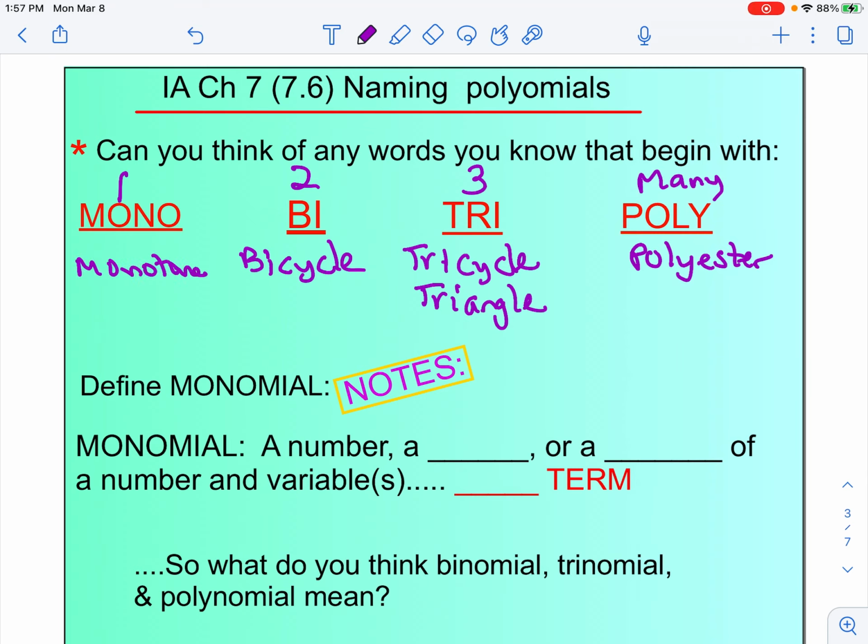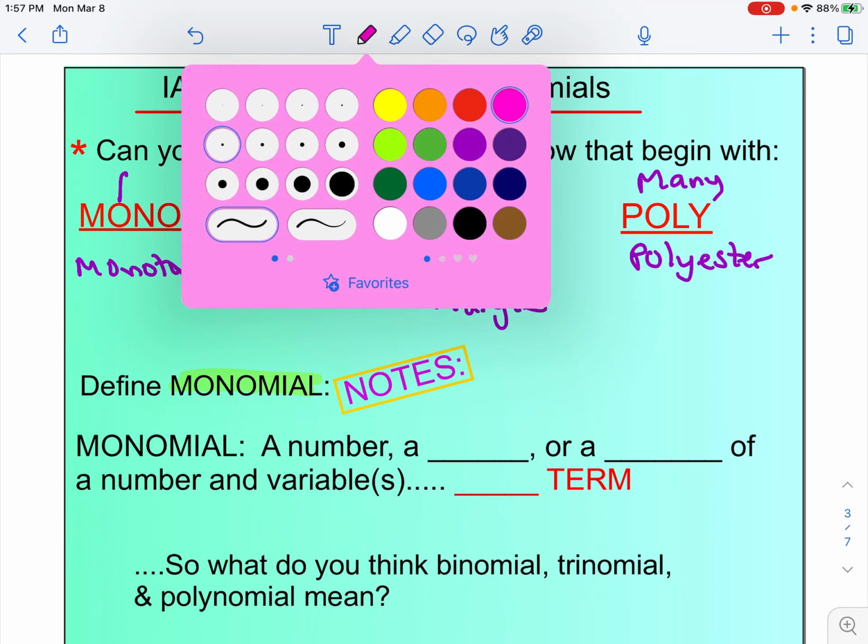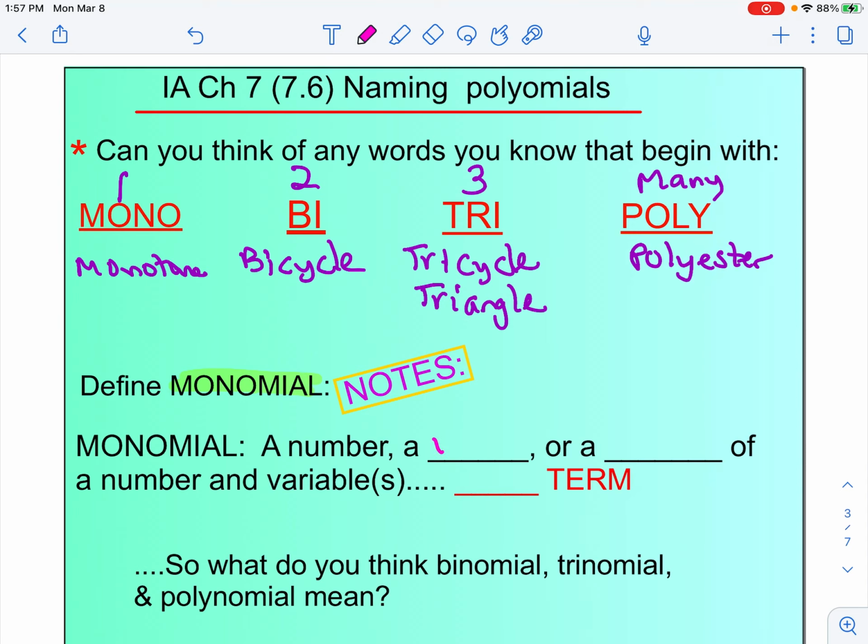So our first piece starts here with defining a monomial. A monomial is a number, a variable, or a product. Remember, product is times, a product of a number and variable or variables. And in other words, it is one term. So we talked about that here. One term, mono. So now what do you think a binomial, trinomial, and polynomial mean?